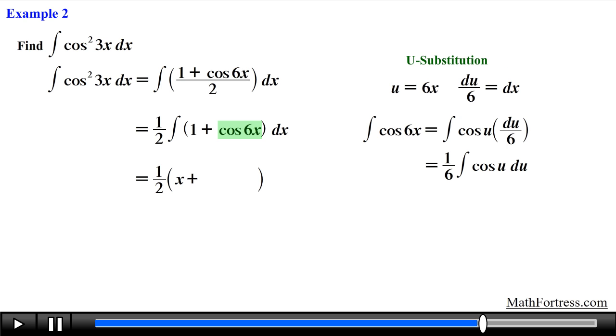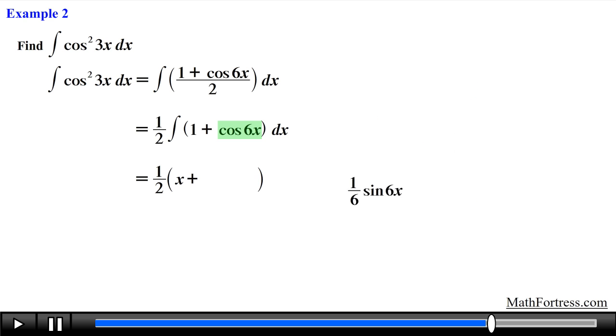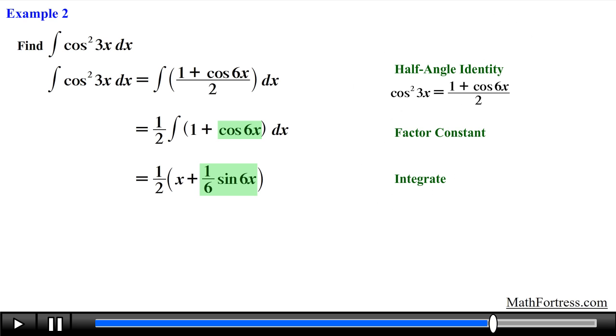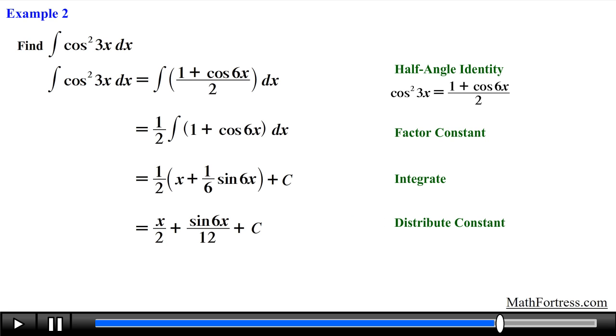Doing that, we obtain the following. Factoring out the 1/6 and finding the integral of cosine of u, we obtain the following. Then we substitute back the original expression for u. So the integral of cosine of 6x is equal to 1/6 times sine of 6x, making sure we add the constant c. After that, it's just a matter of distributing the 1/2. Doing that, we obtain the final answer equal to x over 2 plus sine of 6x over 12 plus c.